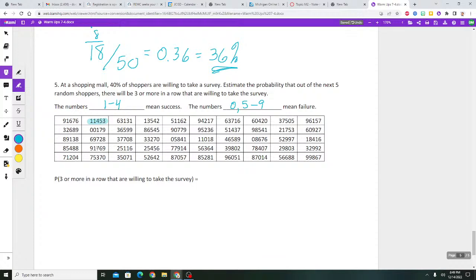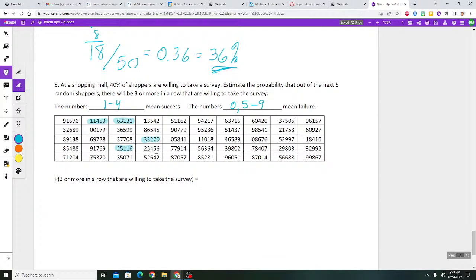7 in the middle, I can skip. 7 in the middle, I can skip. 3 in the middle, but not enough. 1 in the middle, and that's going to work. 5 in the middle, but the 3 is separated by a 6. 7 in the middle, so skip it. This one does work. This one won't work. This one won't work because 5's in the middle. This one won't work because 5's in the middle. This one does work because 3, 3, 2 is 3 successes.